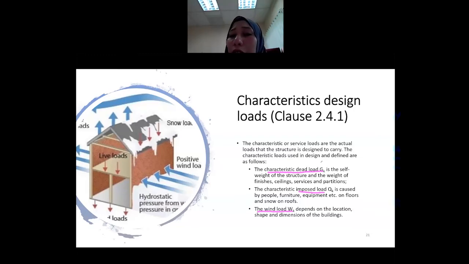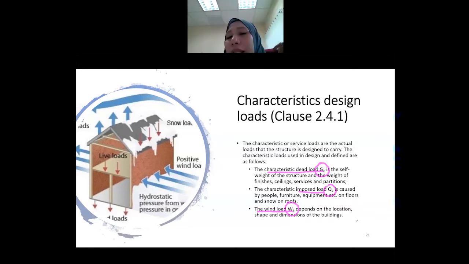Okay, so for dead load, dia punya simbol adalah GK, G and subscript K. Okay, so GK, you know that dead load adalah dead load lah. Okay, structure yang cannot be move, so contohnya memang something yang memang melekat dekat situ lah. For example, the structure itself adalah that load. Okay, and then we have the imposed load, which is people, furniture, equipments, blah blah blah, and the symbol is Q with subscript K. Okay, and also wind load, WK, W with the subscript K.